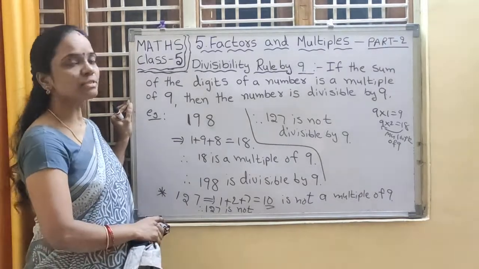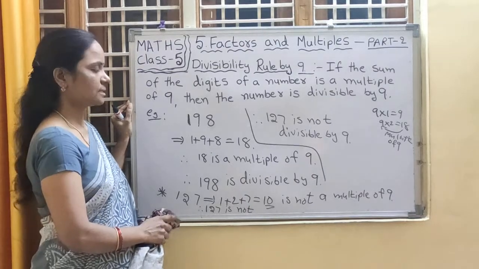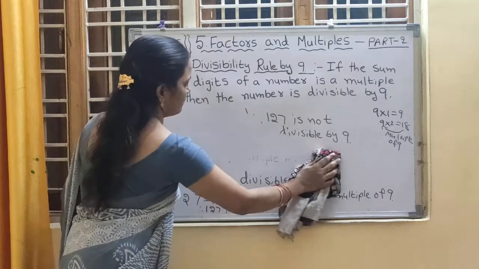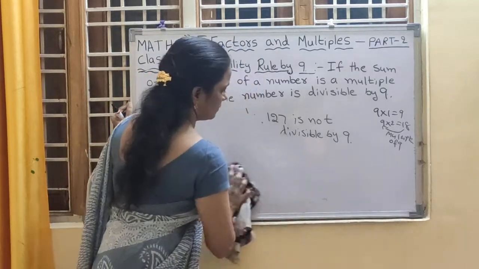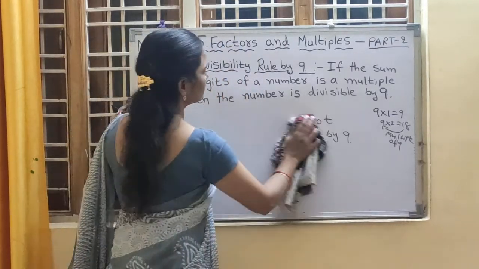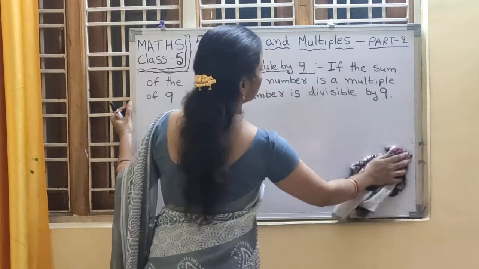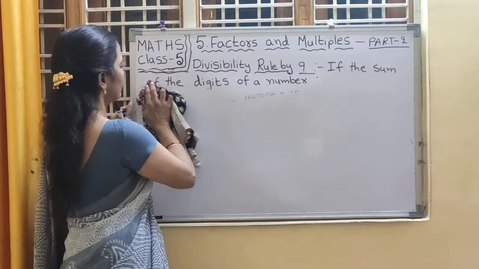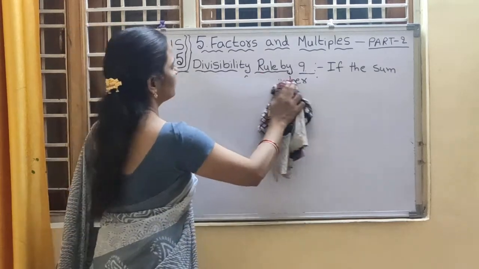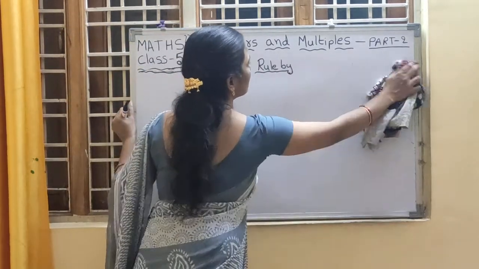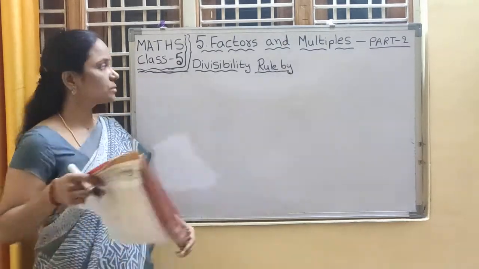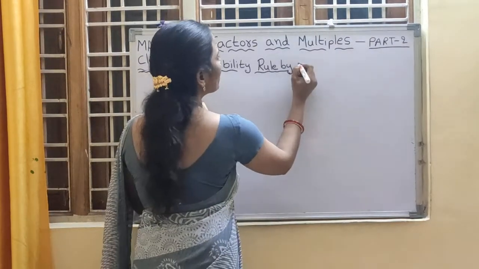Next rule is divisibility rule by 6. Shall I rub the board, children? Yes. What is divisibility rule by 6? So, divisibility rule by 6.